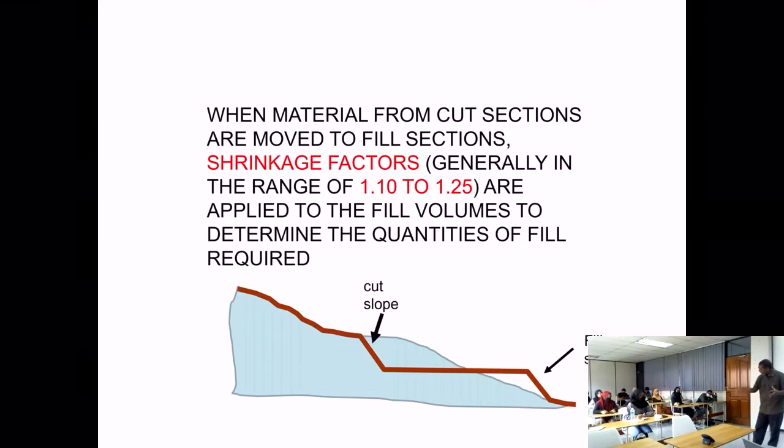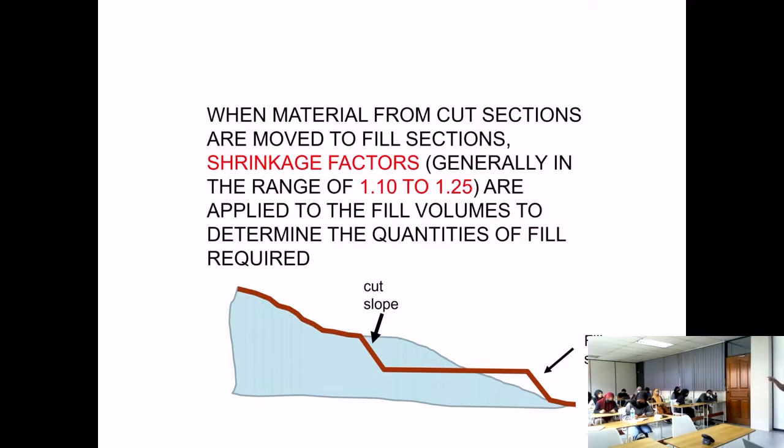cut and fill is you need to consider another thing before you make the conclusion. It is called shrinkage factors. The shrinkage, the shrink of soil. How does it shrink? I'll tell you. Generally in the range of 1.1 to 1.25 shrinkage. That means the soil from cut, the 100 just now, when you go to site, it will shrink.